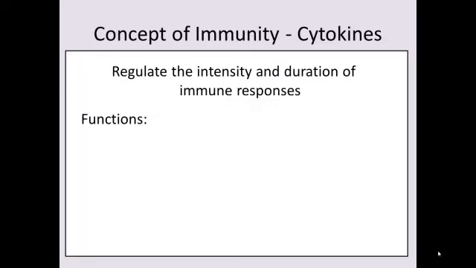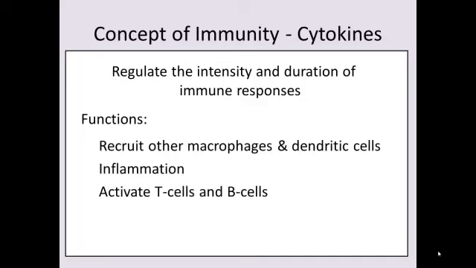Now on to cytokines. Cytokines are molecules that immune cells use to talk to each other, and they regulate the intensity and duration of immune responses. Their functions are to recruit other immune cells, specifically macrophages and dendritic cells. We're going to talk about those more later on in the chapter. They cause inflammation, which we're also going to be talking more about. And they activate T cells and B cells. In other words, T cells and B cells are part of the adaptive immune system, so they activate the adaptive immune system when the innate immune system has been stimulated.